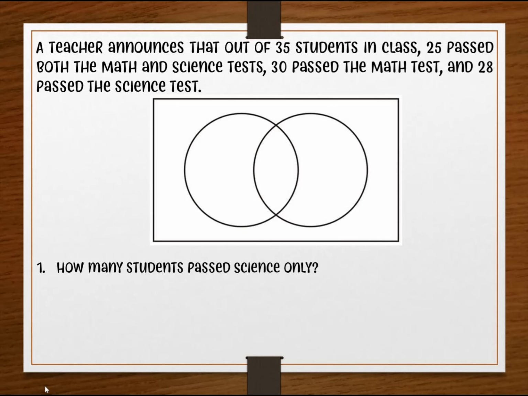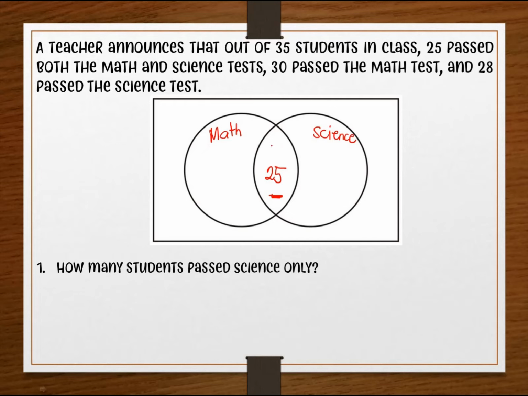There are two circles in the diagram because there are two subjects involved in the problem: one passed the math and the other passed the science test. So we put the entries now of the Venn diagram. Always remember in writing the entries of the Venn diagram, always start with the intersection, the one in the middle of the circles. Given the problem, 25 passed both the math and science test, so we write 25 in the middle.